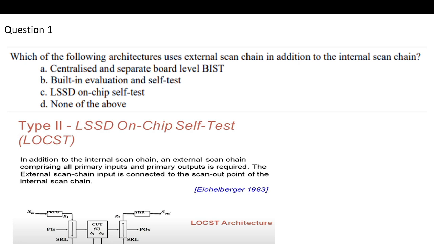So if no doubts, first question. Which of the following architecture uses external scan in addition to internal scan architecture? So this we have already seen in the class, that LSSD on chip. In the slide we have already mentioned that it uses the internal scan and external scan chip. So the correct answer is option C.